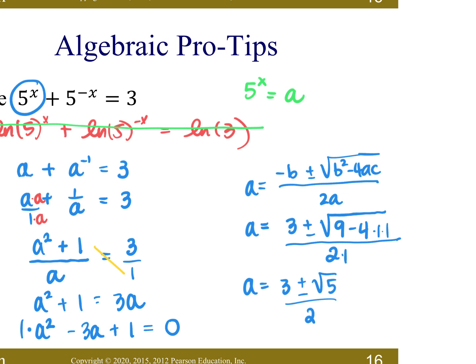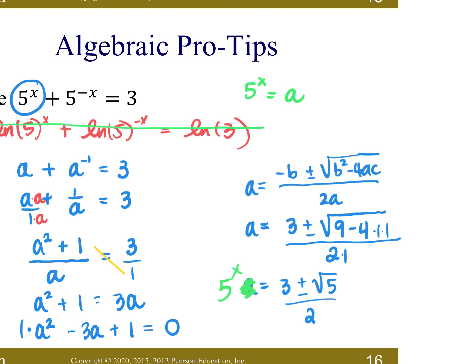Is that the answer to my problem? What's that the answer for? A. But what does A stand for? Okay, so I got to change it back. A stands for 5 to the x. And what do I need to find the answer for? The question at the beginning said solve. And solve for what? x.